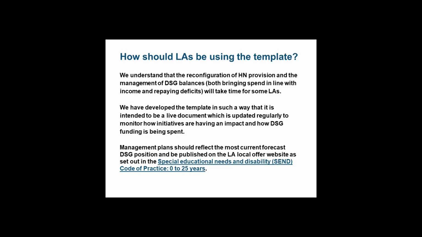We realise that implementing initiatives, reconfiguring provision and bringing spend in line with income and repaying deficits will take time for some local authorities. So we've developed the template in such a way that it's intended to be a live document, which is updated regularly to monitor the pressures, risks, impacts of initiatives, how DSG funding is being spent, and so on. So your management plan should reflect the most current forecast DSG position and be published on your local authority's website.